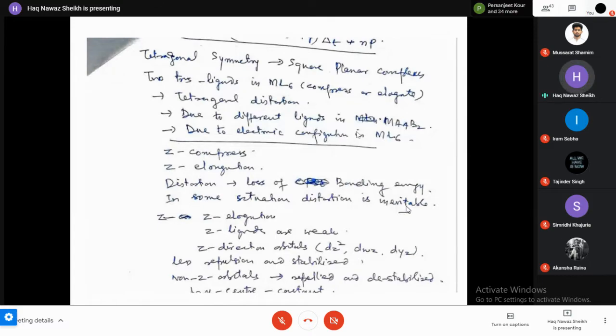That's the one reason why this distortion should happen in a complex. The origin of this distortion is that you have 2 kinds of ligands linked with the central metal ion. The second reason is that sometimes the electronic configuration is so inherently unstable that, although all the ligands are identical, we don't have different ligands, the origin of the distortion is not lying with the ligands.